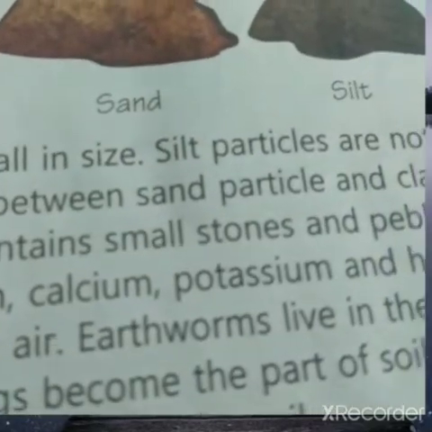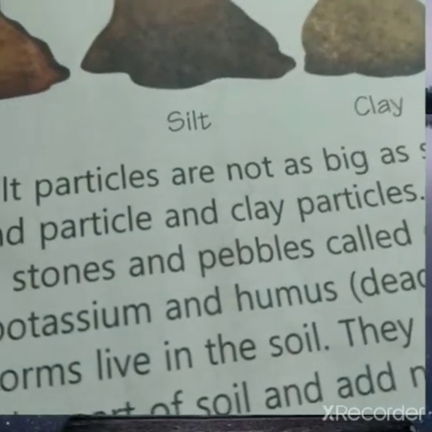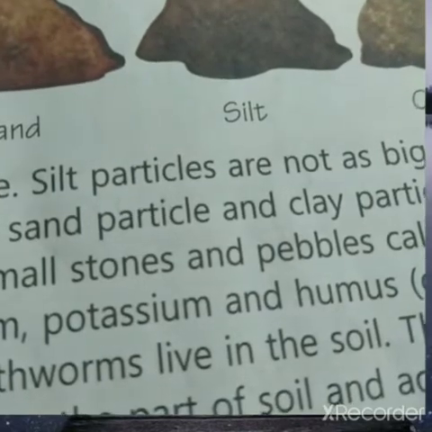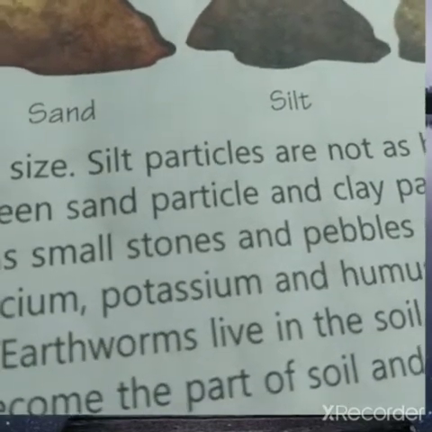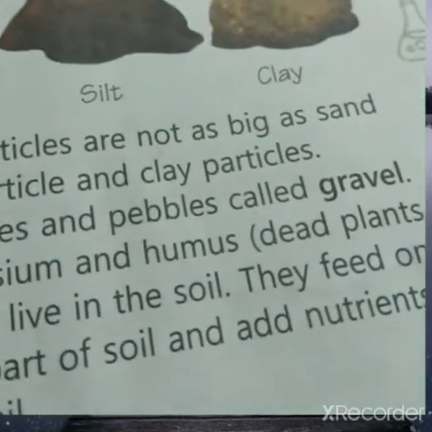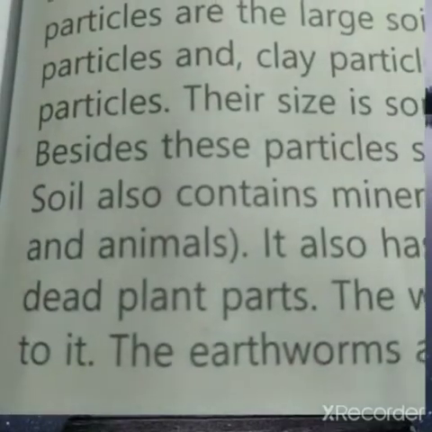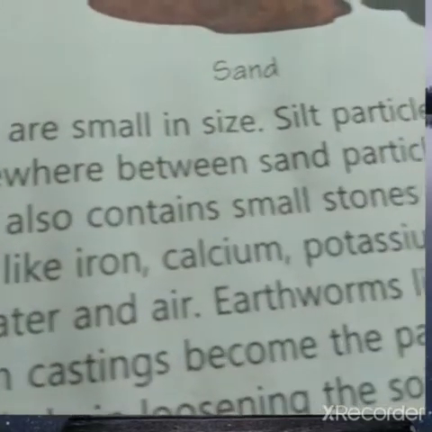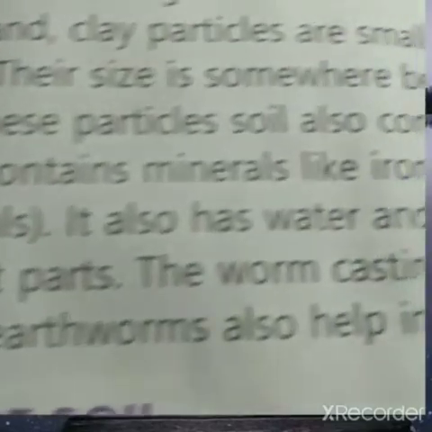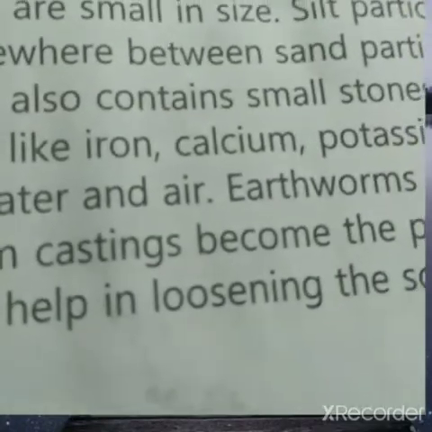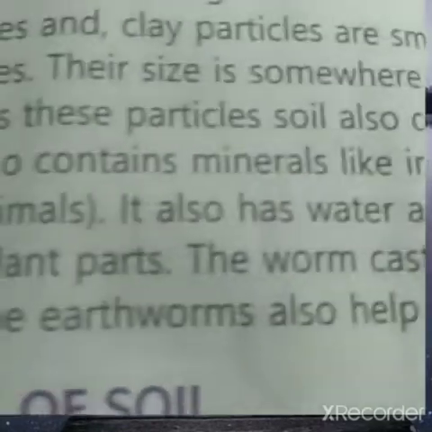You see that this is sand, this is silt and this is clay. So clay is the very fine particles, and this is silt, that is, it is bigger than clay, and this is sand particles. So silt particles are not as big as sand particles. Their size is somewhere between sand particles and clay particles. That means silt is bigger than clay and smaller than sand particles.